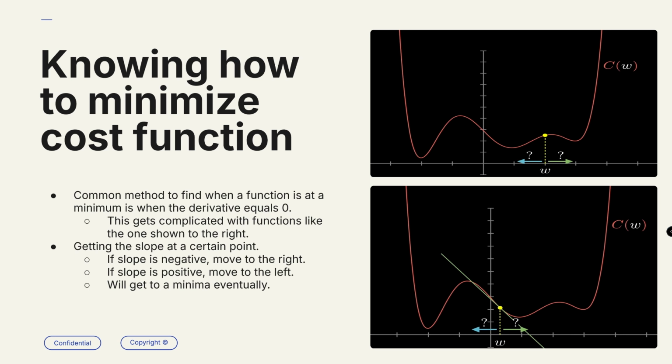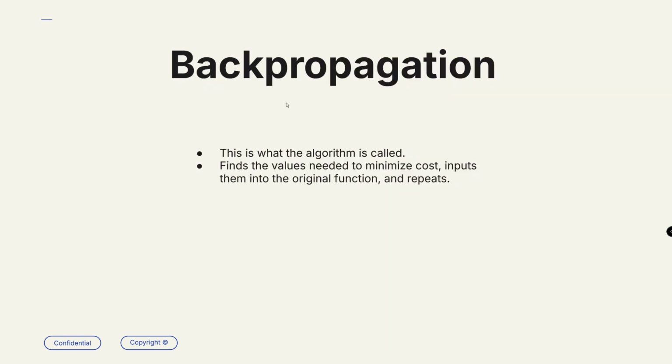Now, when we find our local minimum, this point is essentially going to be a vector with thousands of parameters. These parameters are going to tell us by how much to either increase or decrease the original weights to guide us towards that goal that we need. This algorithm is called backpropagation. Backpropagation I will explain more in my next video, but this essentially just finds the values needed to minimize the cost. They input them back into the original function and rinse and repeat.